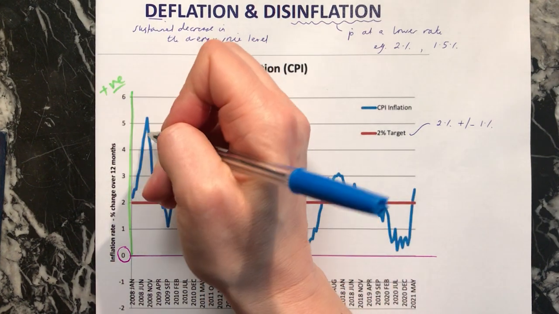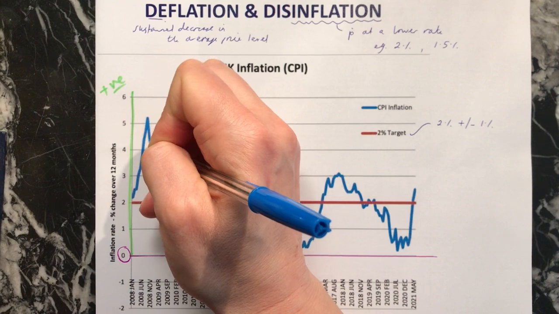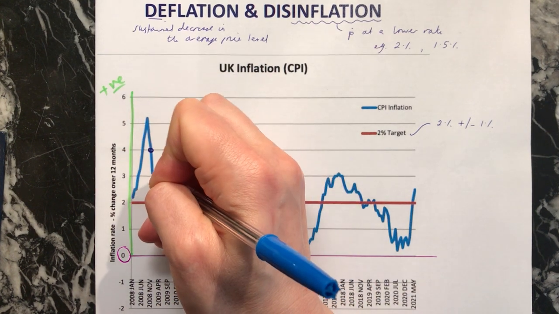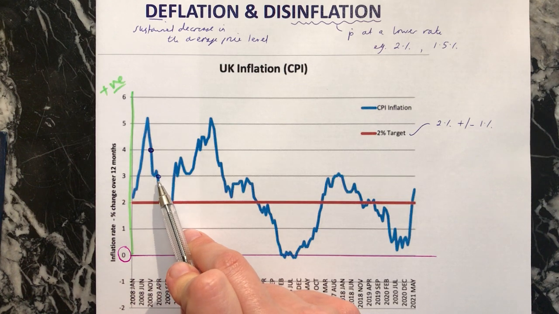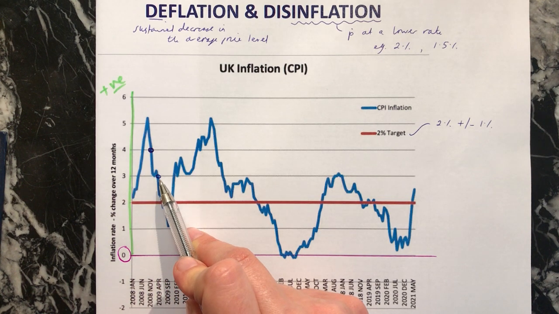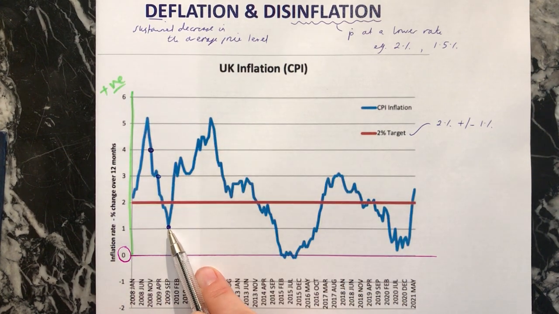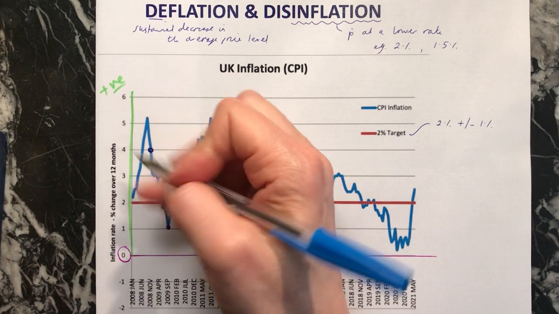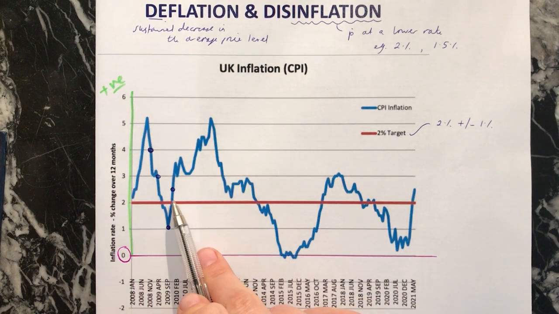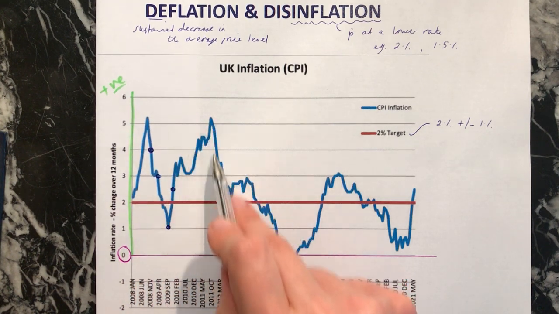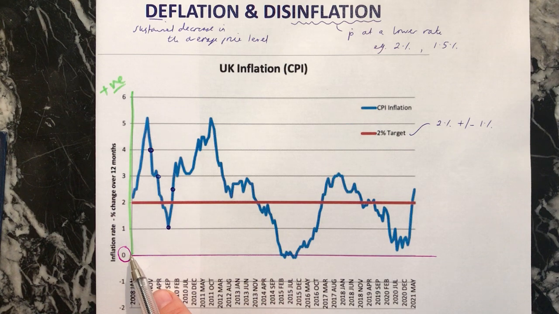For instance, at this point here, prices are 4% higher than they were 12 months ago. At this point here, prices are 3% higher than they were 12 months ago. Even here, let's imagine this is at 1, prices are 1% higher than they were 12 months ago. And then we climb back up. Here, prices are 2.5% higher than they were a year ago. So we've got prices increasing all the time that we're above zero.